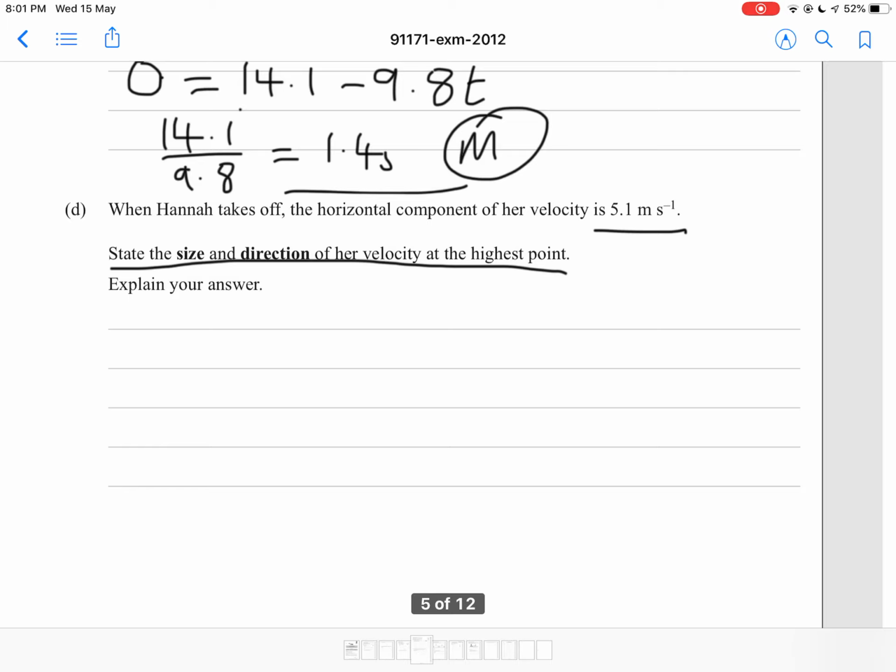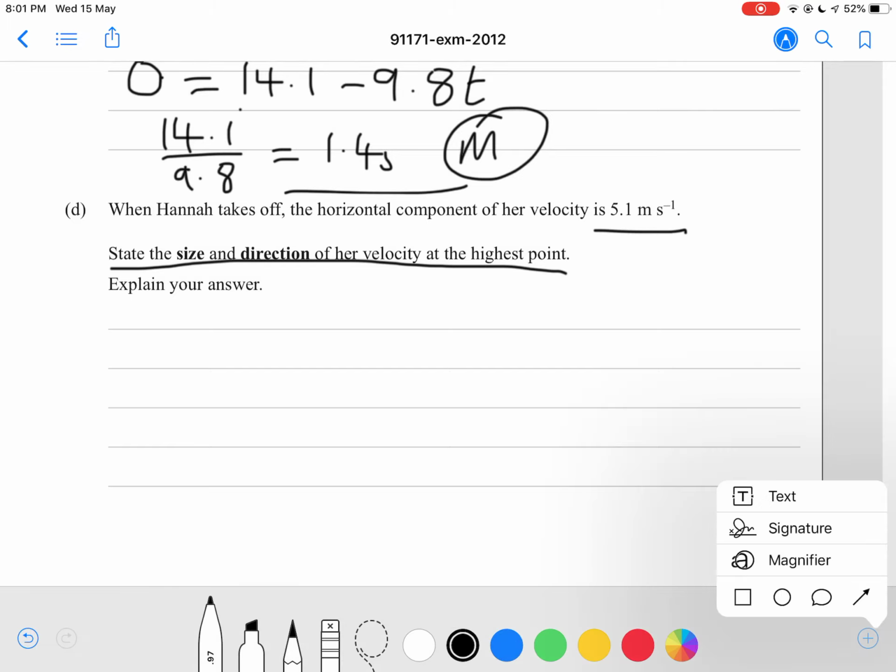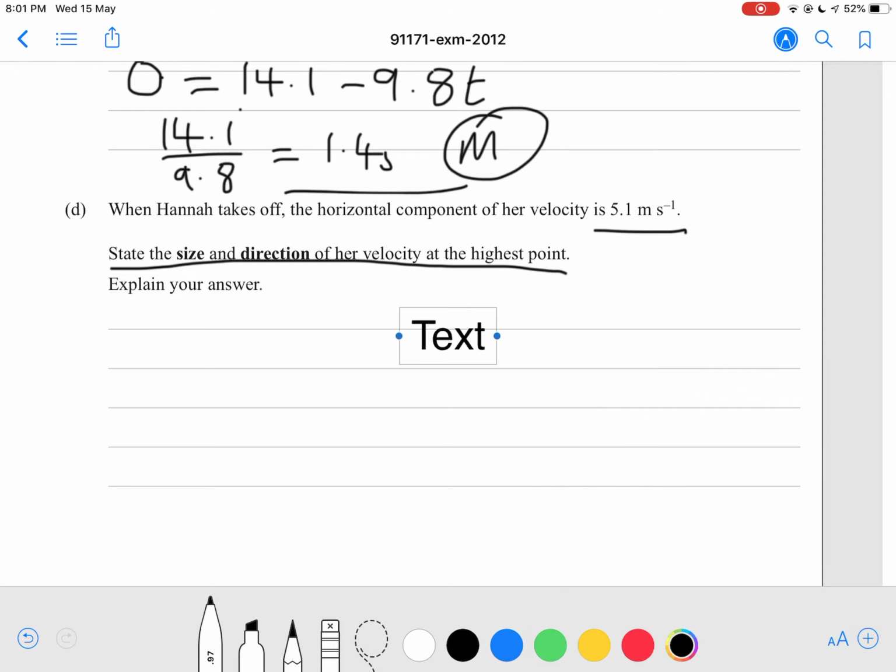So at the start, it will be 5.1 meters per second, and at the end, it will be 5.1 meters per second. For example, if the start was 1 meter per second, the end will also be 1 meter per second. It doesn't change. So how are you going to answer this question then? Basically, at the highest point, it will still be 5.1 meters per second. You should get that.